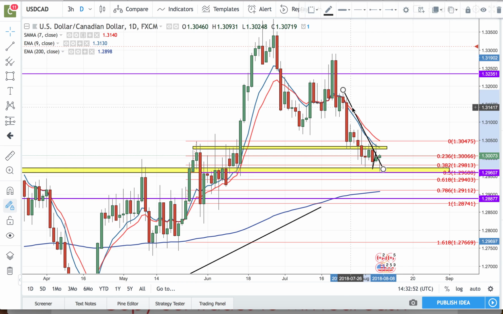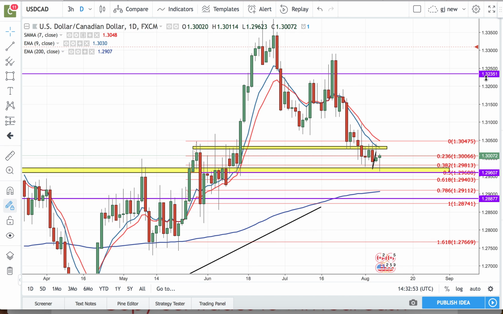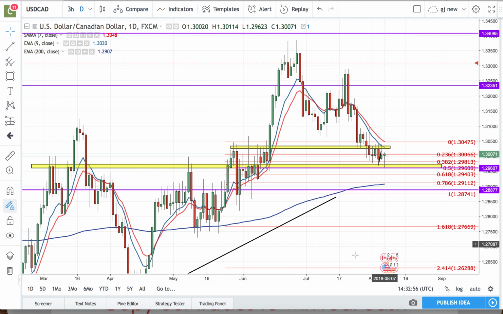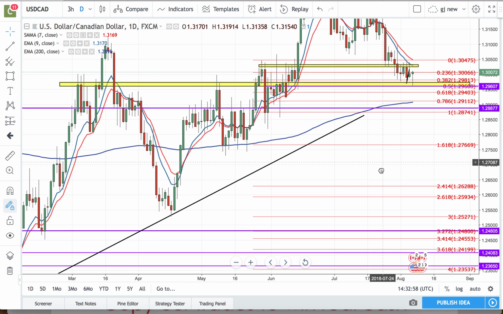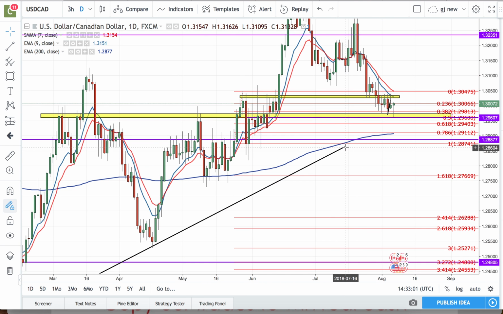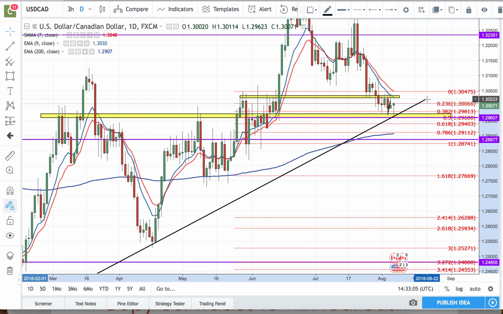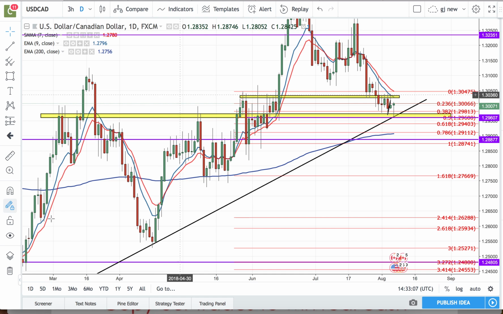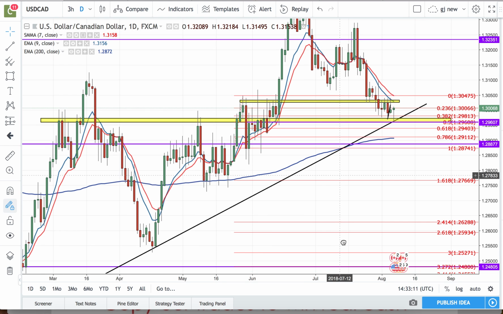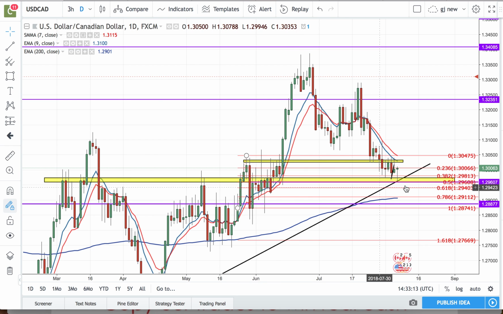So where are we heading on USD CAD? Again, it doesn't show a clear direction as of yet on the daily time frame. We have quite a strong trend line going to the upside. And as you can see, it's creating higher highs, higher lows, higher highs here and higher lows.